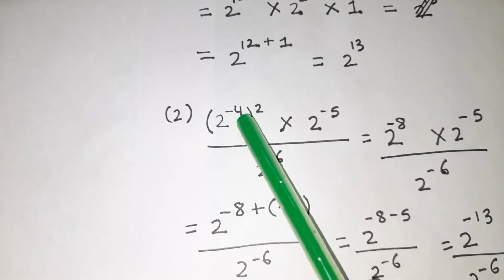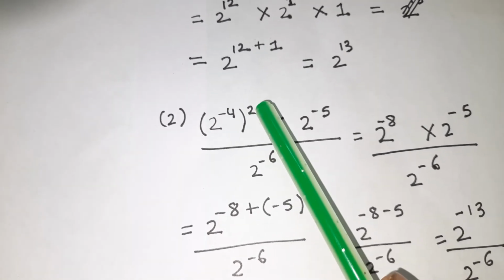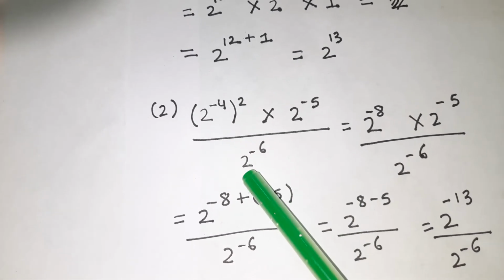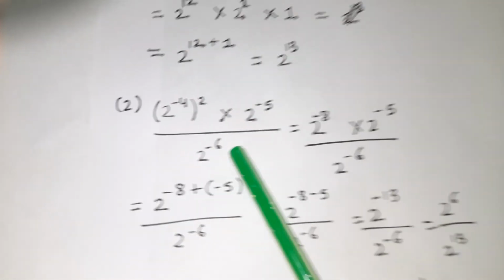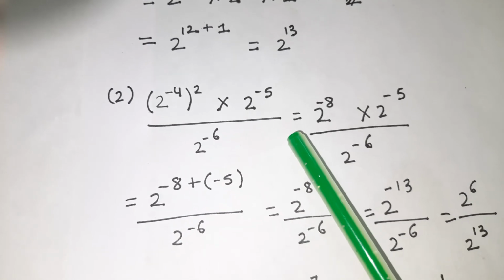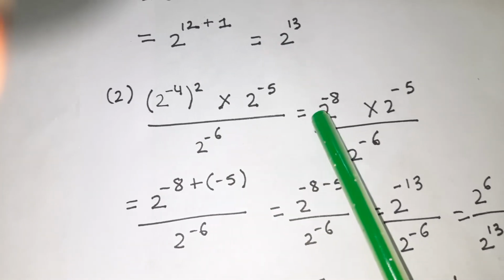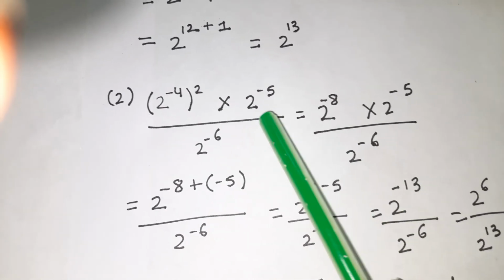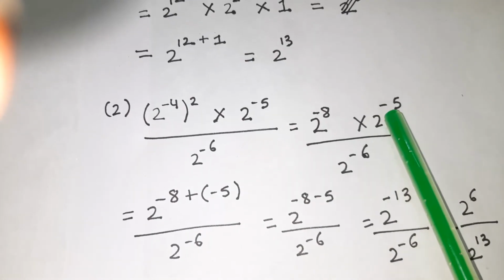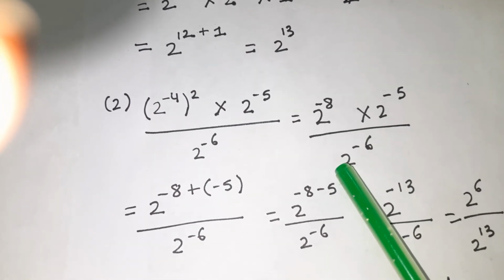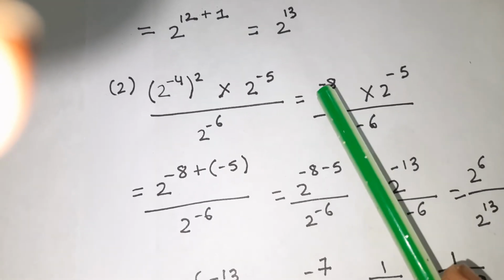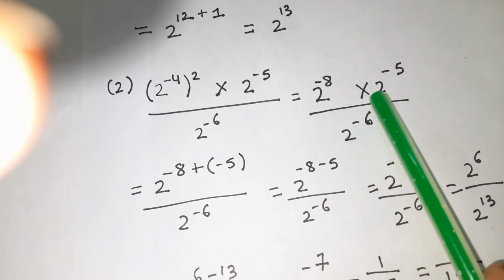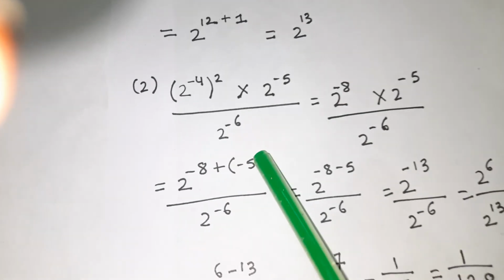Okay. Now another example. 2 raised to the power minus 4 as a whole raised to the power 2 into 2 raised to the power minus 5 divided by 2 raised to the power minus 6. So how will you simplify this? See here. 2 minus 4 into 2 means minus 8 into, okay, now 2 raised to the power minus 5 divided by 2 raised to the power minus 6. Again the powers will add here, same base 2 into 2, same base is there, power you will have to add.